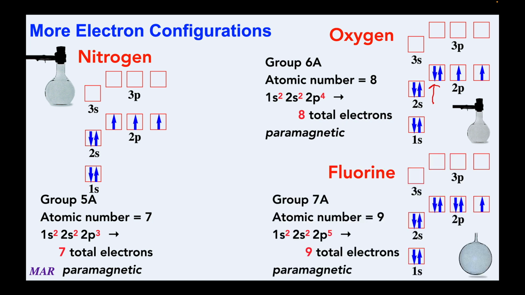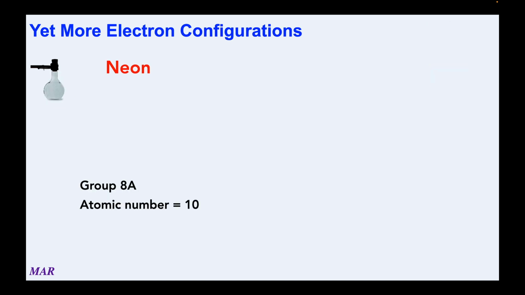Fluorine, with 1 more electron than oxygen, will pair up another one of those, 1s2, 2s2, 2p5, but it's also paramagnetic. Again, nitrogen would be considered most paramagnetic because it has the most unpaired electrons. 3 unpaired is more than 2, which is more than 1, etc.